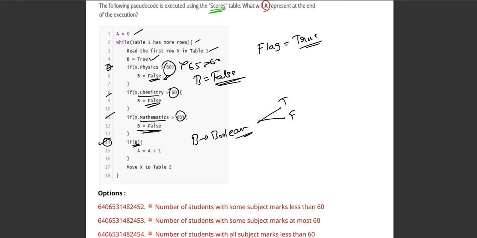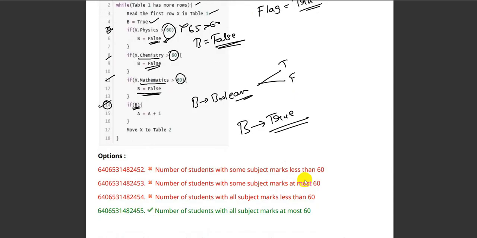In line number 14, we need to only consider if B is true. I once again repeat, not only in this question but in any of the questions, the default action while verifying a Boolean value is that if and only if it is true, we do something. If it is false, we directly move on to the else statement if it is given, or we just terminate if there is no else. Here there is no else statement. So if B holds true, we increment the value of A by 1.